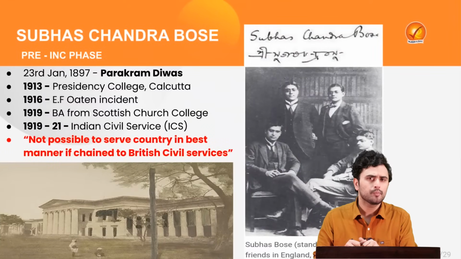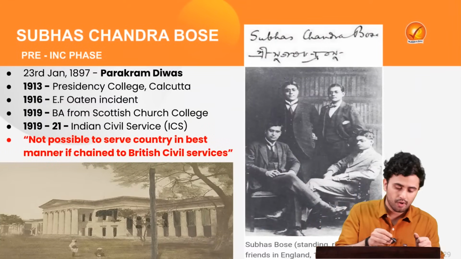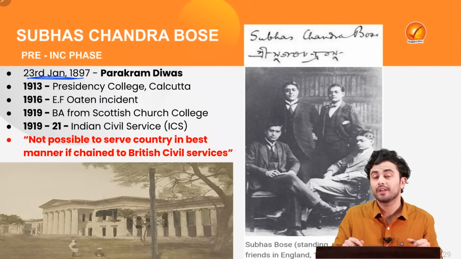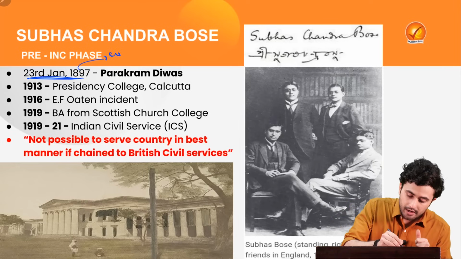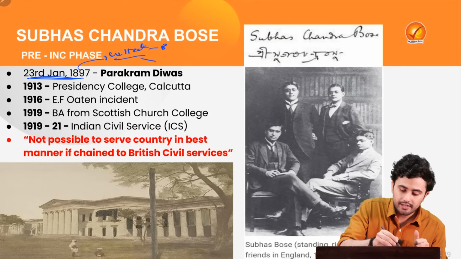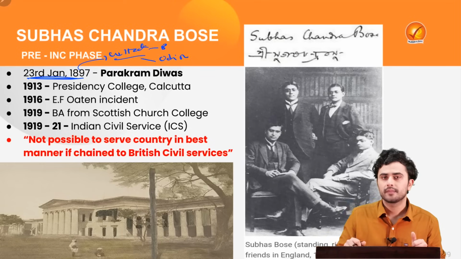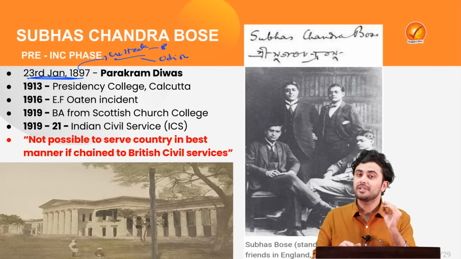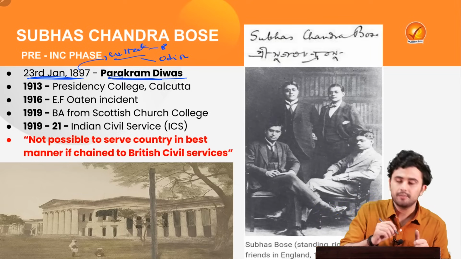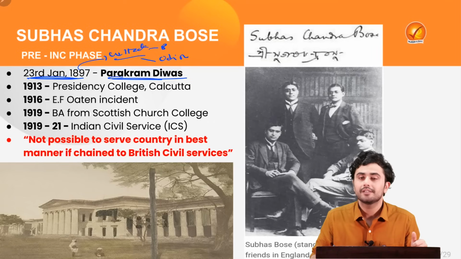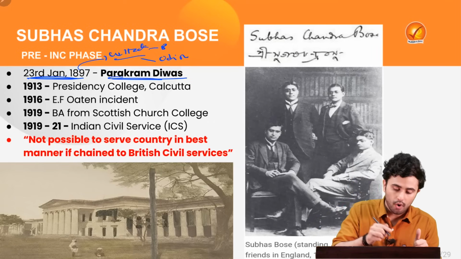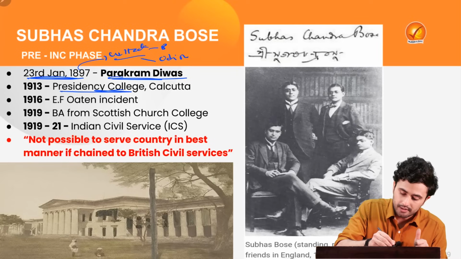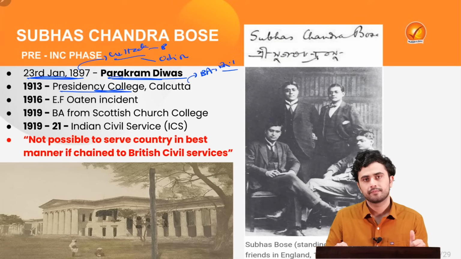Thus, Subhas Chandra Bose was born on 23rd January 1897 in Cuttack, which was then in the state of Bengal and is currently in the state of Odisha. Recently, the government has declared that 23rd January will be celebrated as Parakram Divas. Then, in the year 1913, he joined the Presidency College in Calcutta to complete his BA in philosophy.